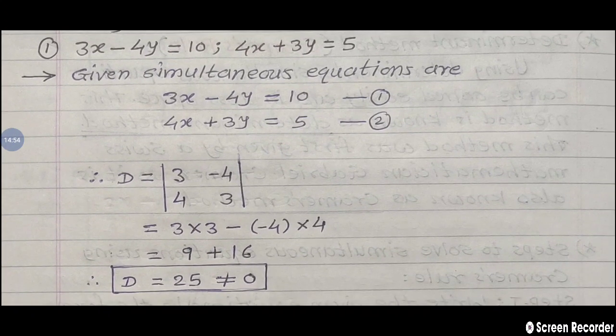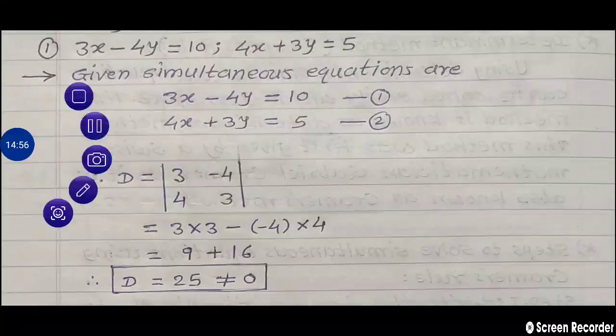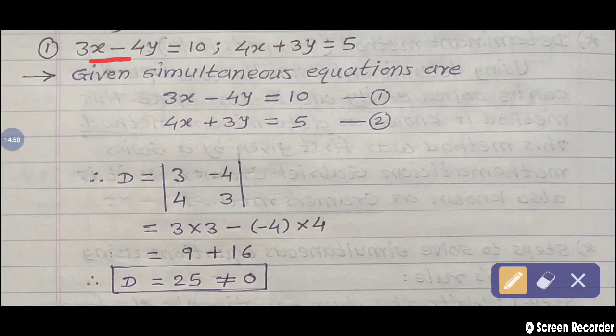First equation is given. What is the first equation? 3x minus 4y is equal to 10 and 4x plus 3y is equal to 5. Now given simultaneous equations are, write one by one. First equation is 3x minus 4y is equal to 10, equation number 1. Like terms right below each other.